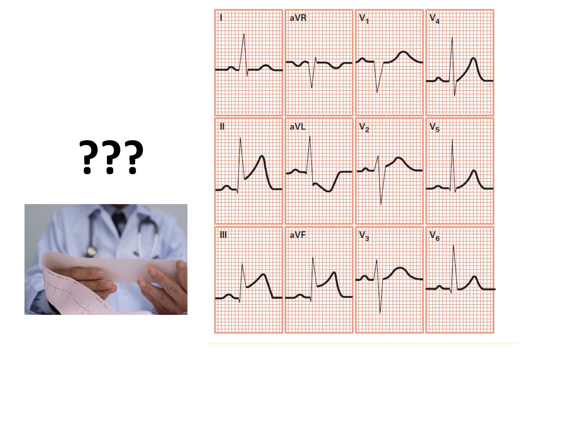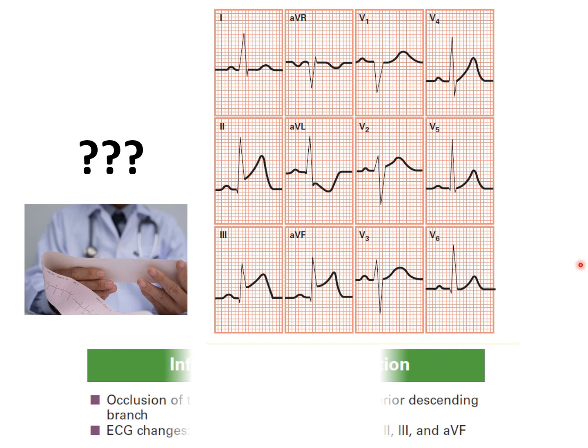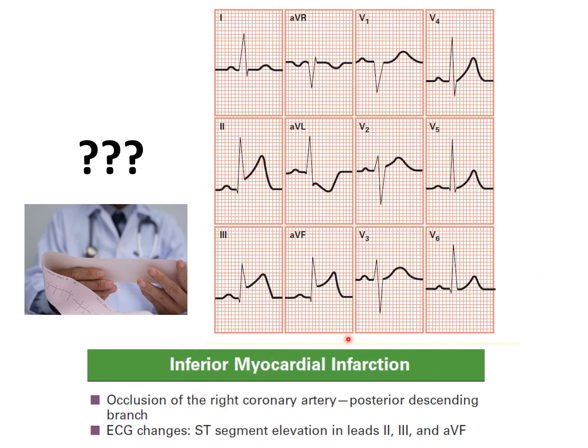This is another sample. Again you can check all the leads: lead 1, lead 2, lead 3, AVR, AVL, AVF and all the chest leads. This is a case of inferior wall MI because in lead 2, lead 3 and AVF we got marked ST segment elevation.